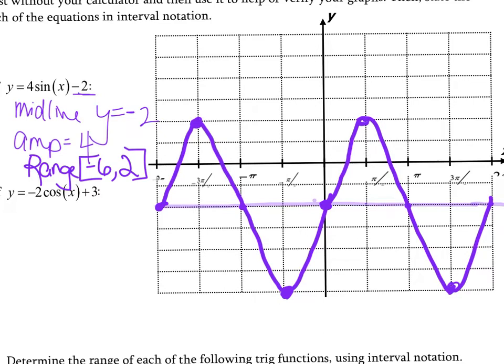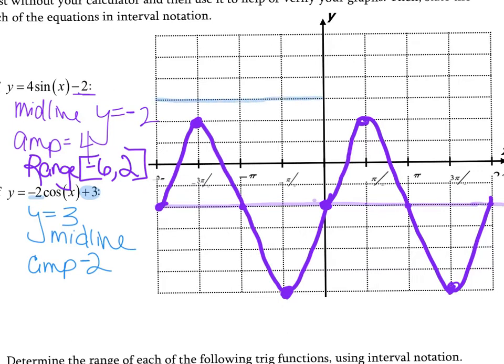Now moving on to the -2 cosine of x plus 3. First thing I'm going to notice right here is that 3 is my midline, and then the -2 is my amplitude. So let me just write that down. My y equals 3 is my midline, and my amplitude is 2, but keep in mind here that it's negative. It's going to be the opposite way. So first and foremost, I am going to draw my midline at y equals 3. 1, 2, 3. So that is here.